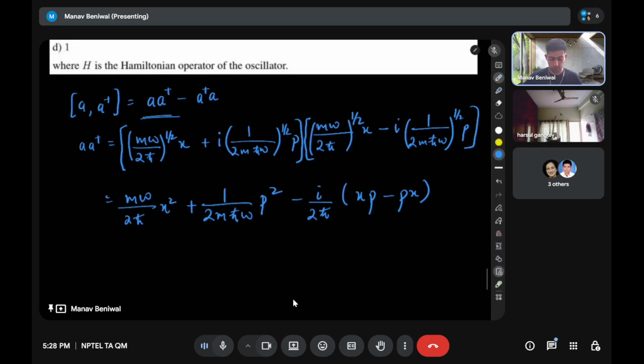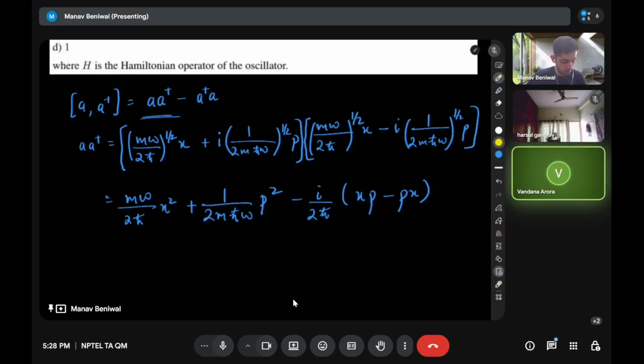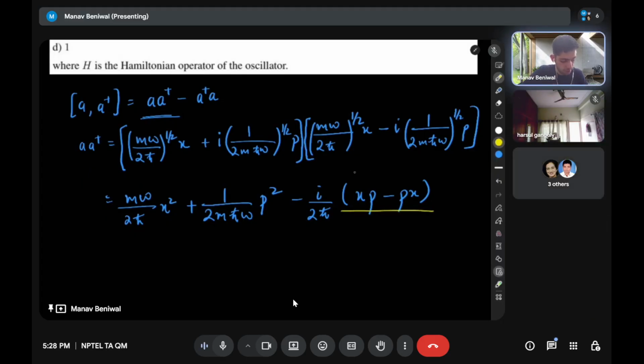Now what is this? This is just the commutator of x and p, and we know that this is equal to iota h cut. So this h cut will cancel out, and we're left with iota squared, which is minus 1, so this will become plus half.